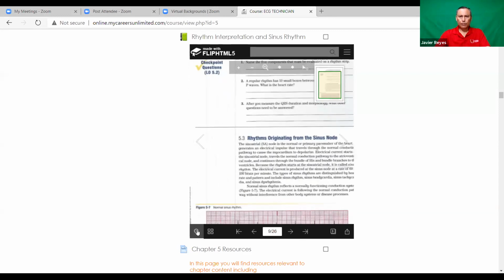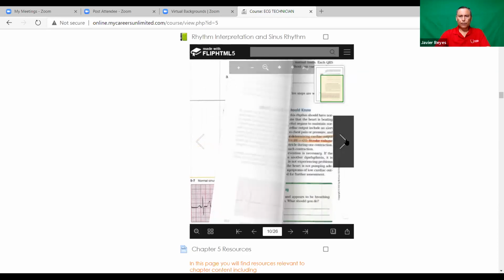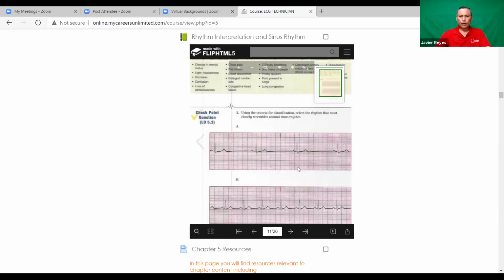I'm trying to make it bigger. What page am I here? What's on the next page? Okay, next page. There it is.